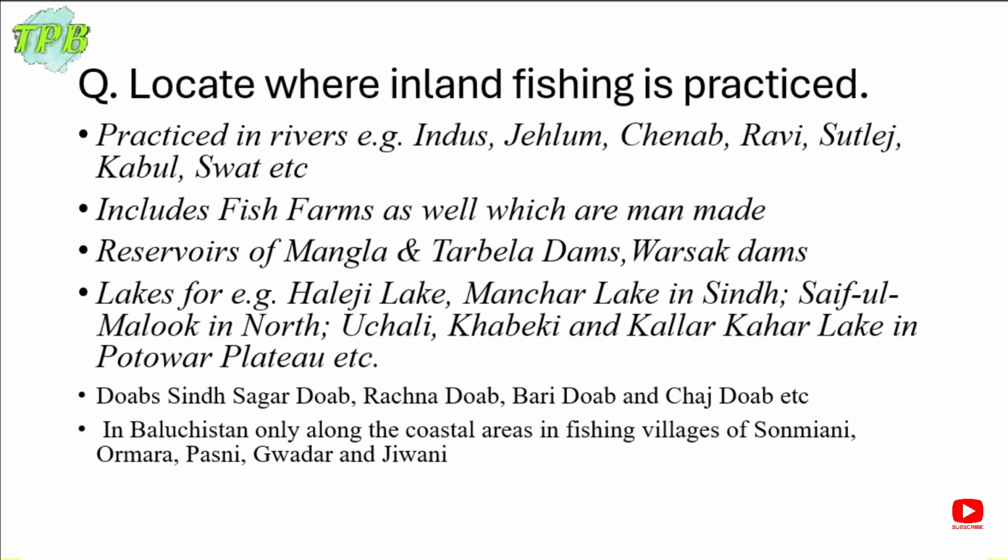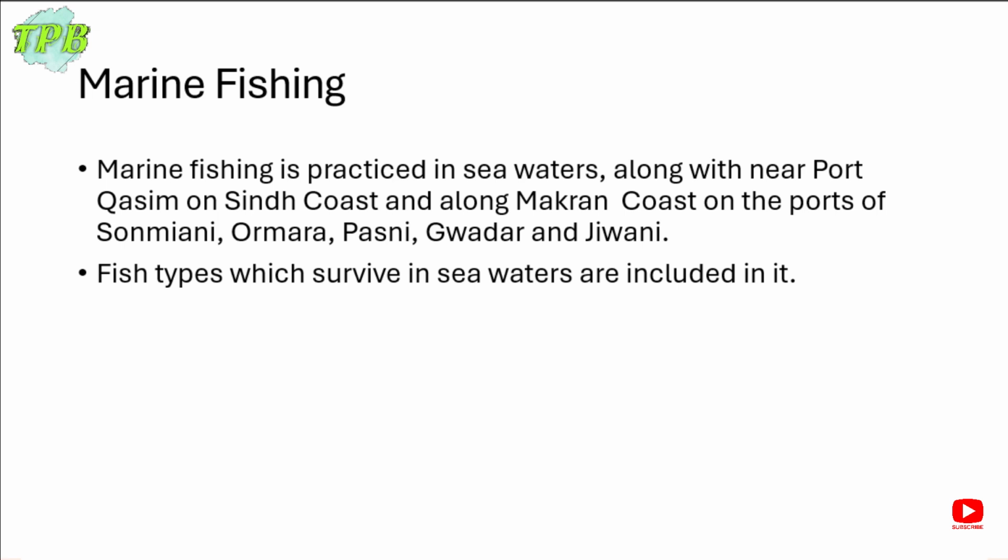Fishing is also practiced in doabs of Sindh Sagar doab such as Rachna doab, Bari doab, or Chaj doab. In Balochistan, fishing is only practiced along the coastal areas in the fishing villages of Sonmiani, Ormara, Pasni, Gwadar, and Jiwani. Now, the other side of fishing includes marine fishing. Marine fishing is practiced in sea waters along near Port Qasim or Sindh coast and along Makran coast on the ports of Sonmiani, Ormara, Pasni, Gwadar, and Jiwani.